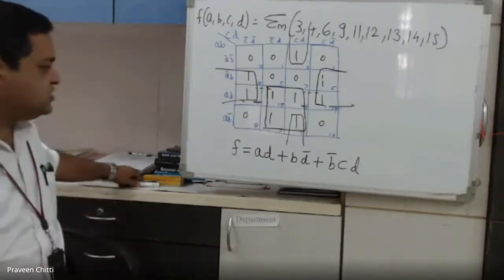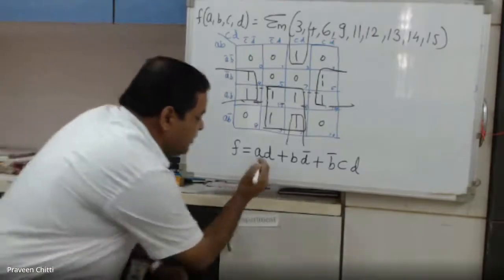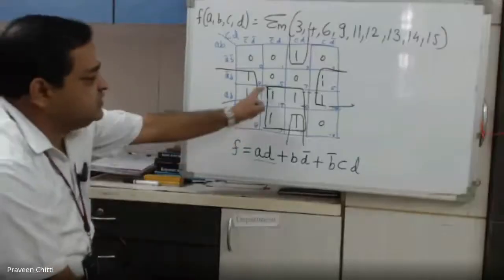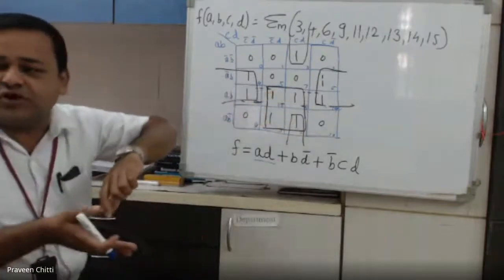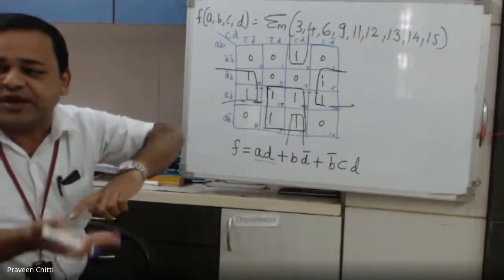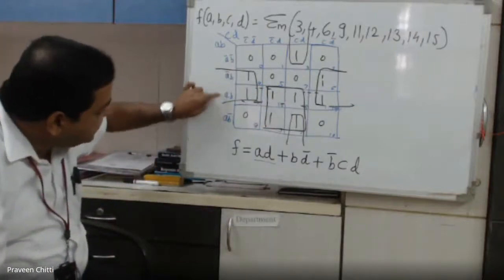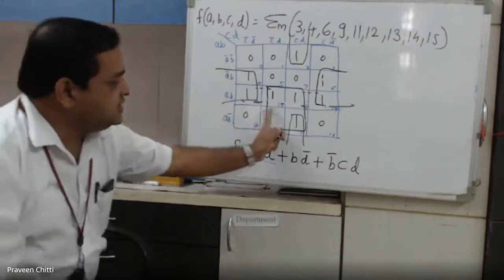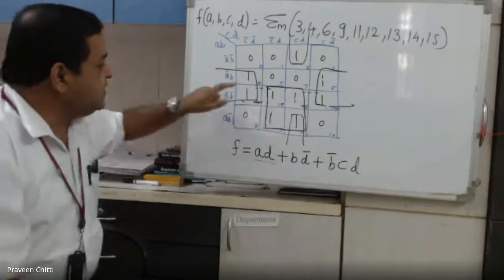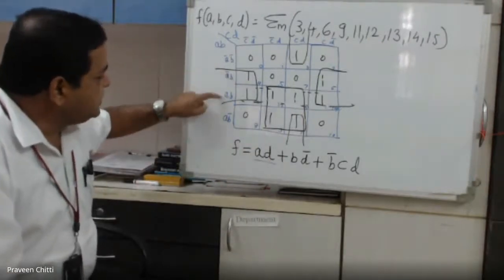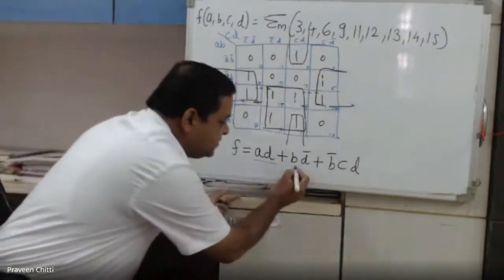Have you understood how I have written AD and B bar? How is this AD written for this particular group? For this group, you have to check which row and which column it is covering, the intersection of which row and which column. It is covering these two rows. What is common here? That is A. And between these two, what is it? D. So I have written AD. Similarly for this, it is common between these two, that is B, and between this it is B bar. So I have written B bar.